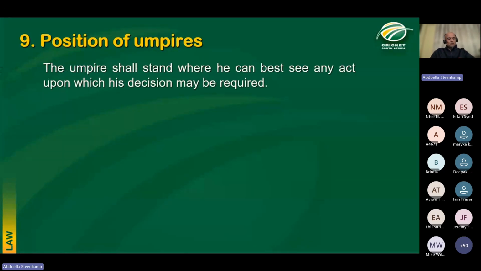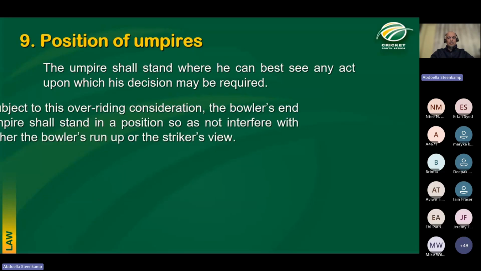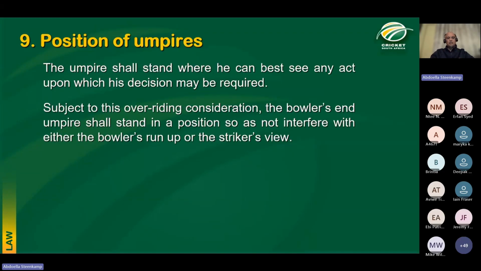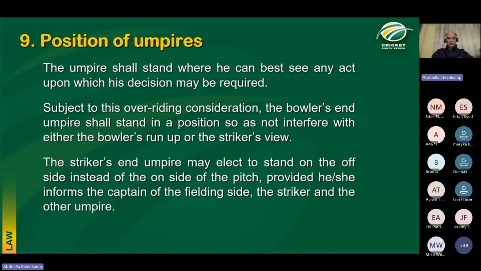The position of the umpire. So where do the umpires stand? The law doesn't tell us exactly where the umpires need to stand, in terms of a meter behind the stumps, or a meter and a half, or 2 meters behind the stumps, or 10 meters at striker's end, or 20 meters at striker's end. No, the law just tells the umpire to stand where he or she can see best to make a decision. So when it comes to the bowler's end umpire, he needs to stand in a position not to interfere with the bowler's run-up, and also not to interfere with the striker's view.